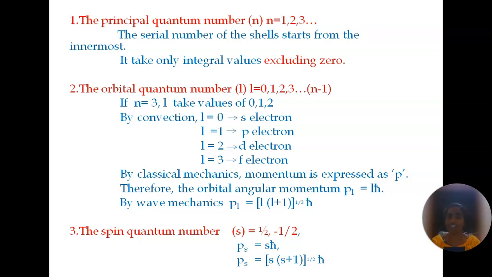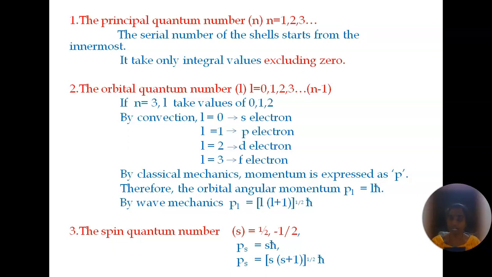For example, if we consider n is equal to 3, so totally we have 3 shells around the nucleus, and L takes the values 0, 1, 2, because n minus 1 is 3 minus 1, which is 2. So the numbers go up to 2: 0, 1, 2. If n is equal to 3, then if L is equal to 0, it is called an S electron. L is equal to 1, it is called a P electron. L is equal to 2, it is a D electron. L is equal to 3, it is an F electron.